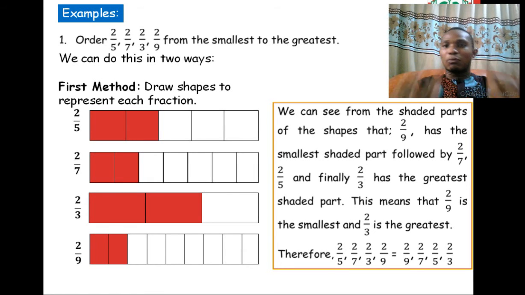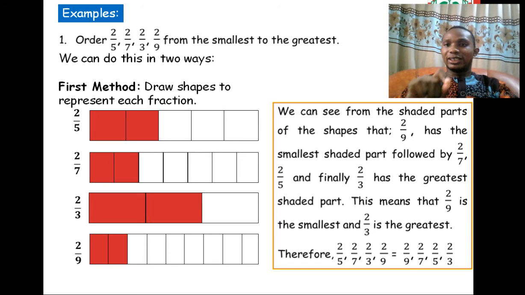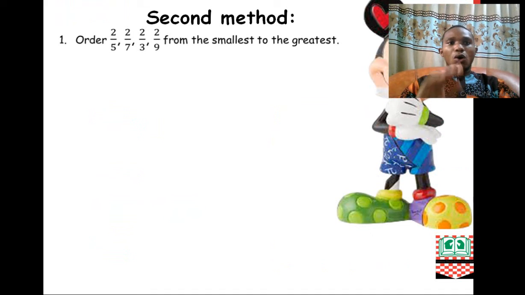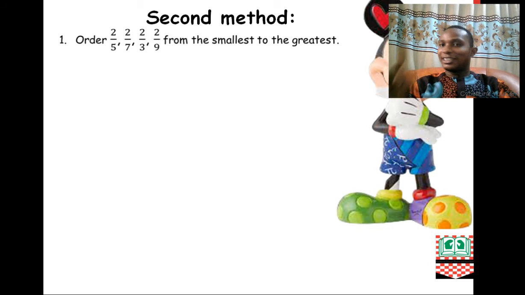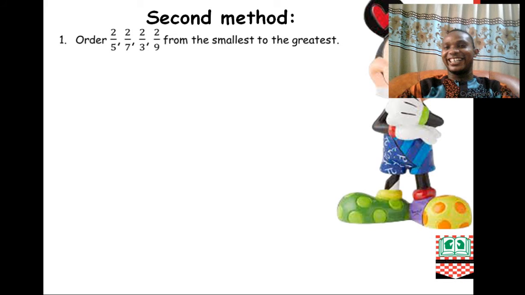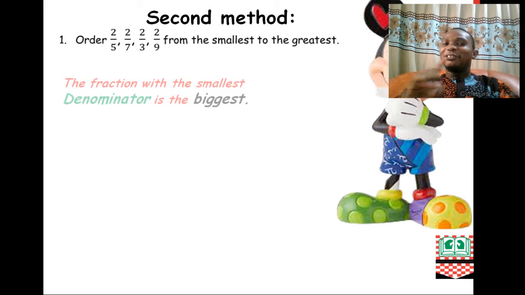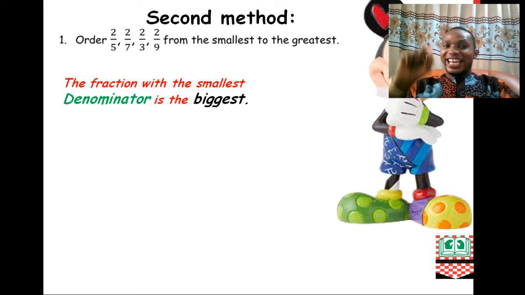Now, we are going to use this same example for the second method. The second method of the same question: order 2 over 5, 2 over 7, 2 over 3, and 2 over 9 from the smallest to the greatest. Don't forget the song. Can you sing the song with me? Okay, I can see you singing it. Wonderful. Don't forget that the fraction with the smallest denominator is the what?